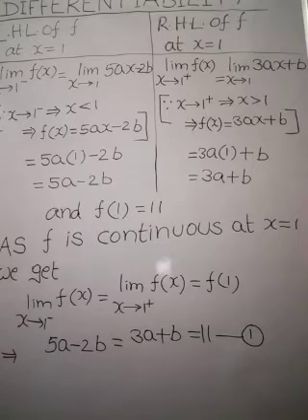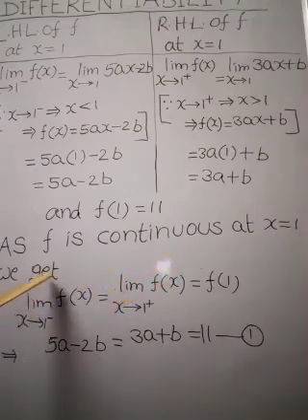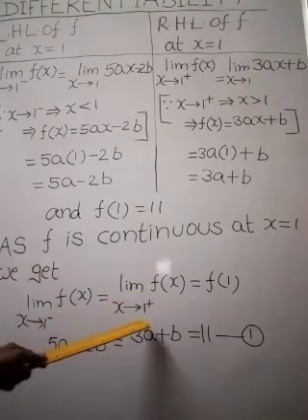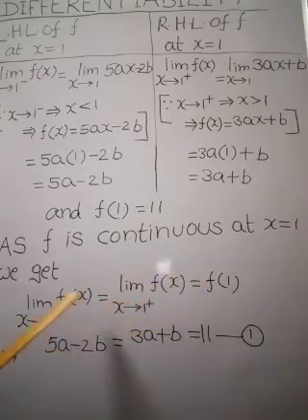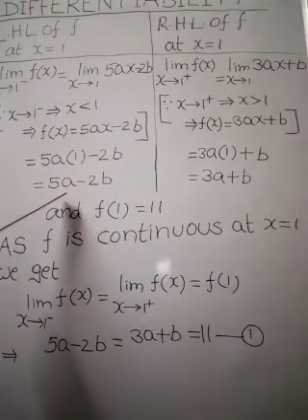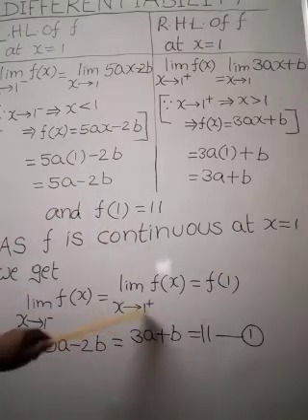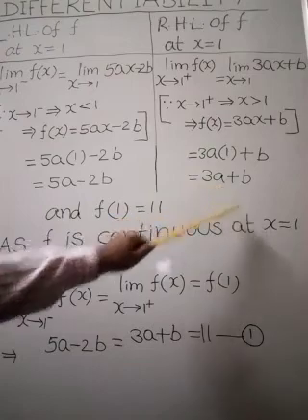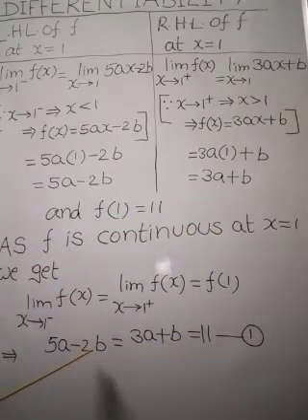Okay, my dear children. Now, as f is continuous at x is equal to 1, the left hand limit, the right hand limit and the function value at x is equal to 1, all these three values must be equal. This implies, what is the left hand limit? 5a minus 2b is equal to, this is the right hand limit. What is the right hand limit? We got 3a plus b is equal to f of 1, that is 11. So consider this as equation 1.